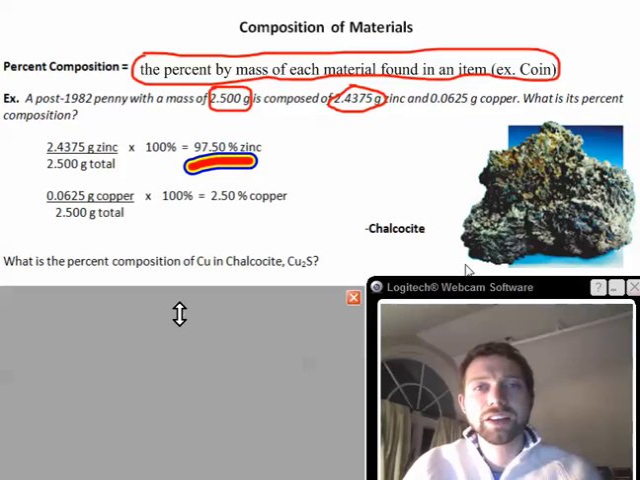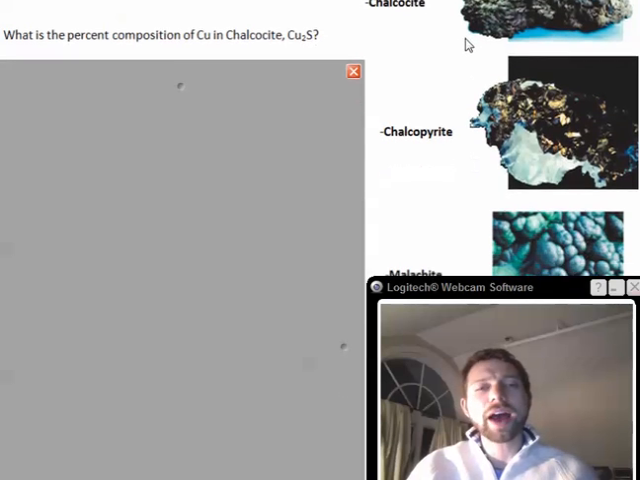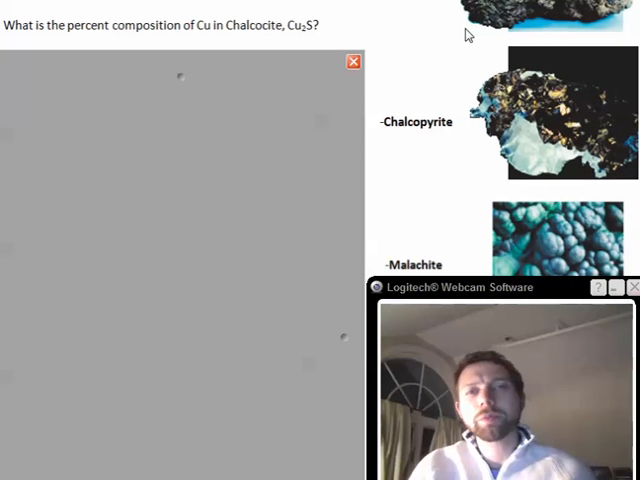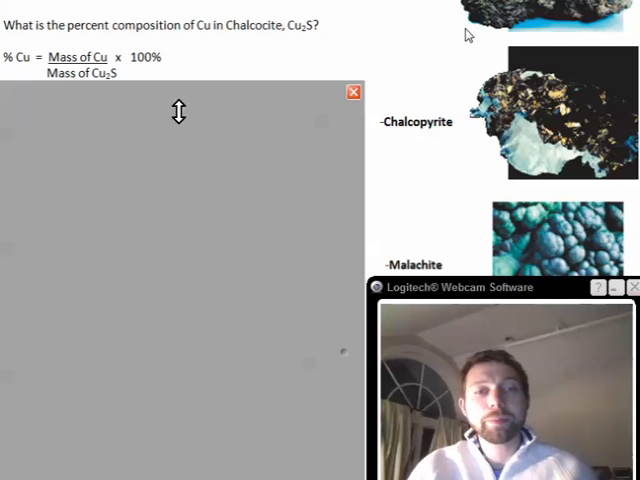Chalcocite is Cu2S, sulfur. So we have 2 coppers and 1 sulfur. So how do we figure out the molar mass of copper then in there? Well, first off, we have to figure out the molar mass of copper.